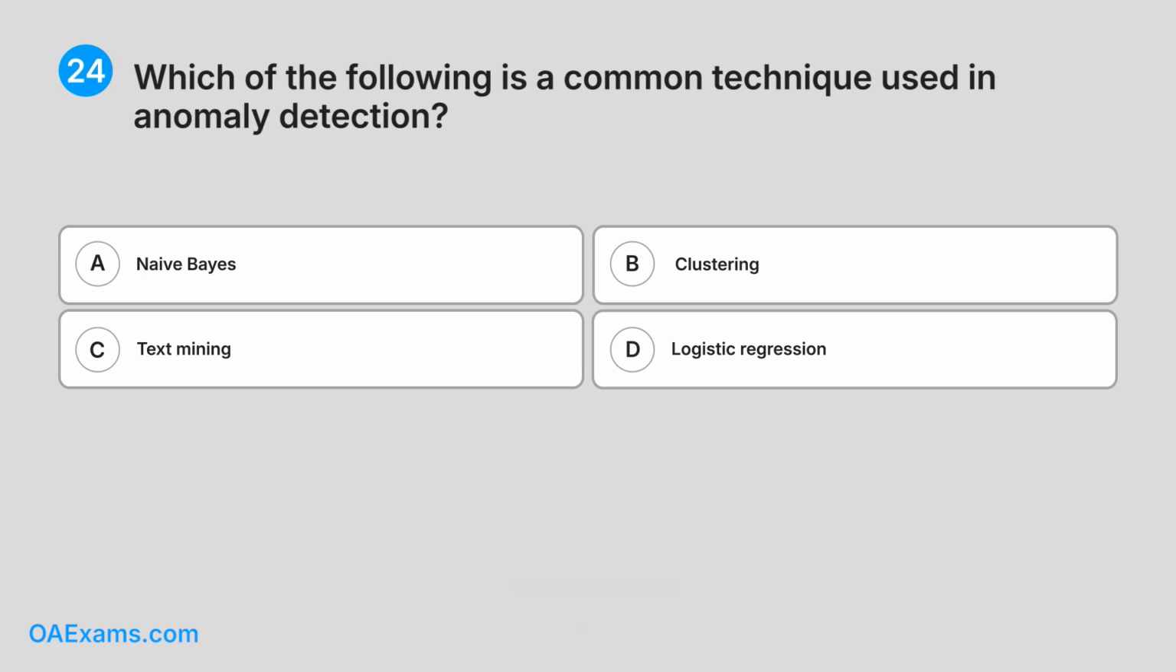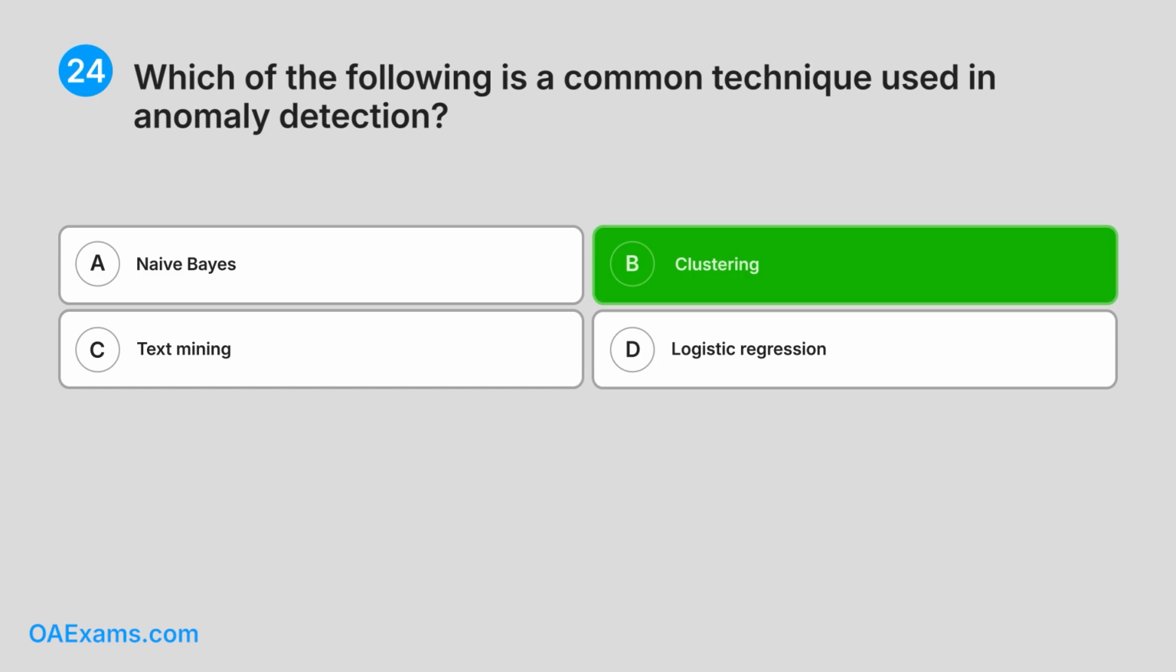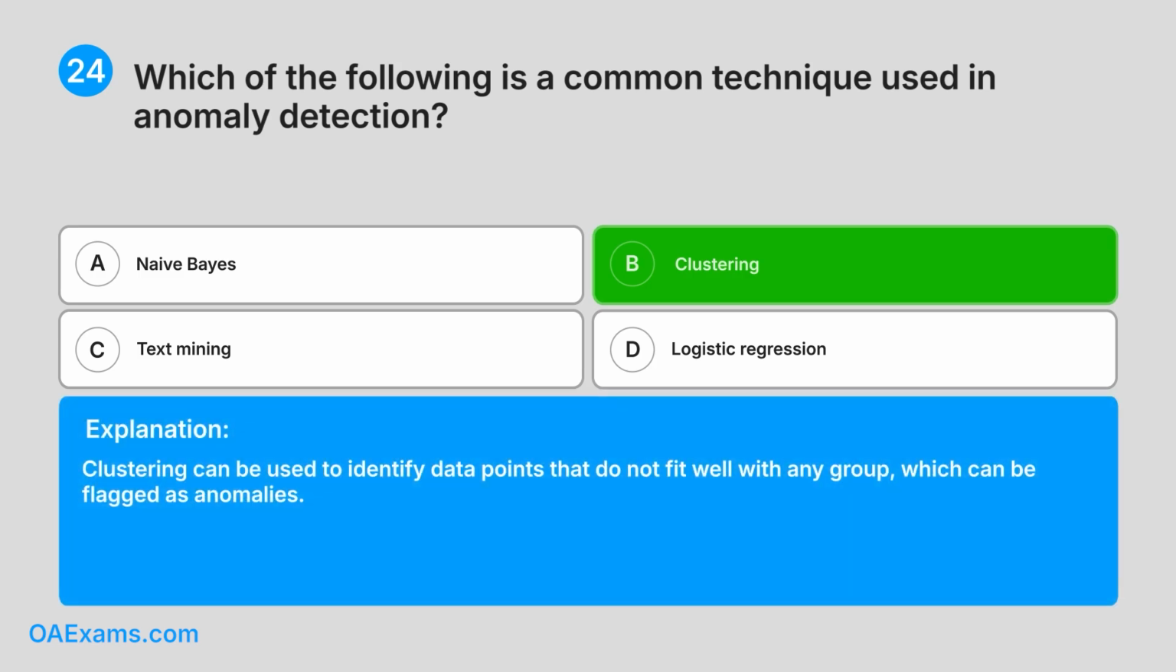Correct answer. B. Clustering. Explanation. Clustering can be used to identify data points that do not fit well with any group, which can be flagged as anomalies.